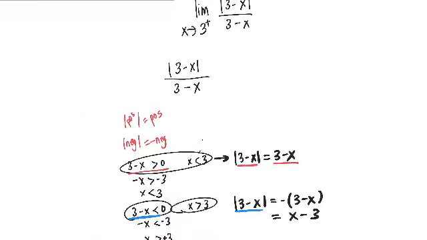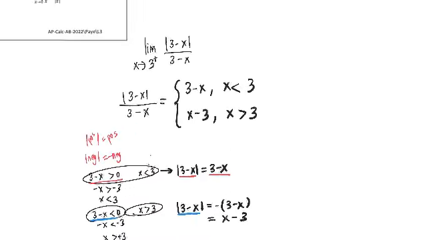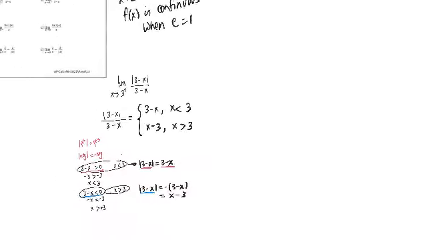So with this, you can rewrite this whole function as 3 minus x over 3 minus x when x is less than 3, and x minus 3 over 3 minus x when x is greater than 3. Notice x equal to 3 is not in the domain. So now with that, we can answer all the problems, right? When we're approaching 3 from the right side, we're going to use this equation, and let's see how that goes.